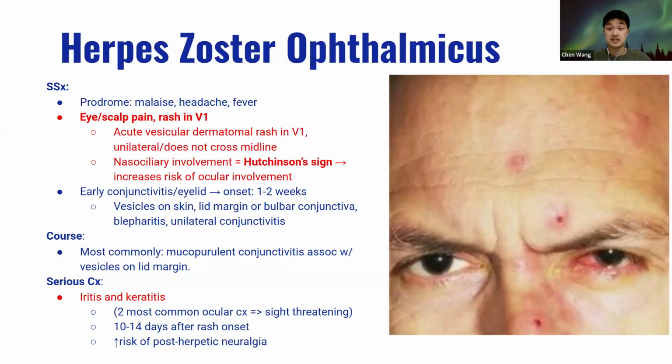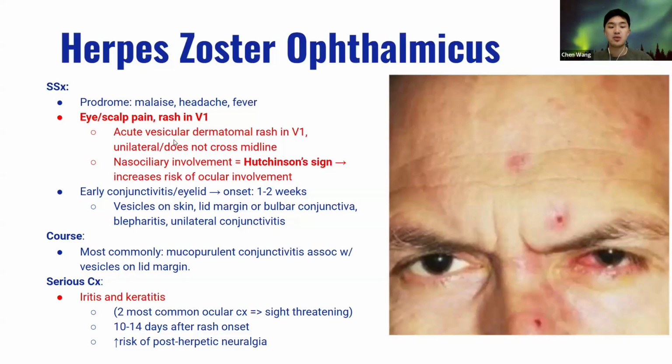And importantly, there's a sign called Hutchinson's sign. So basically, if you see any vesicles on the tip of the nose, that means that there is nasociliary nerve involvement. A nasociliary nerve is a branch of the V1 nerve. And basically, that means that there's a higher risk of ocular involvement in that patient, and you should have more frequent follow-ups with that patient.